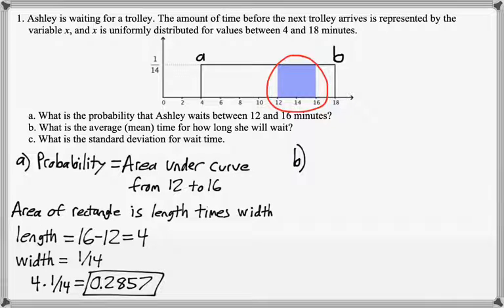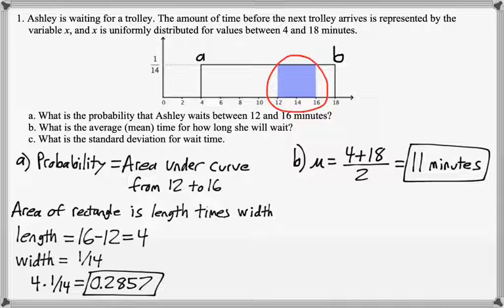What is the average time for how long she will wait? So we are looking at the entire uniform distribution from 4 to 18. We are no longer concerned with the shaded region from 12 to 16. So the mean is equal to a plus b over 2, or 4 plus 18 over 2, and that's equal to 11 minutes.